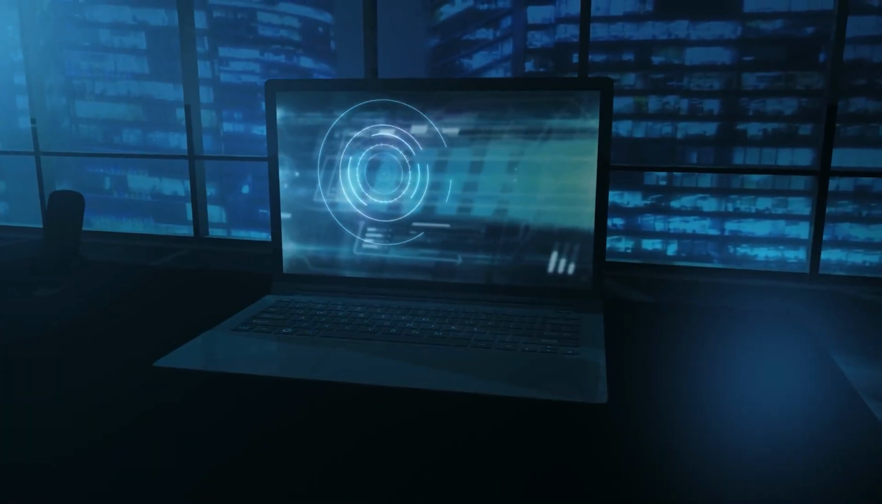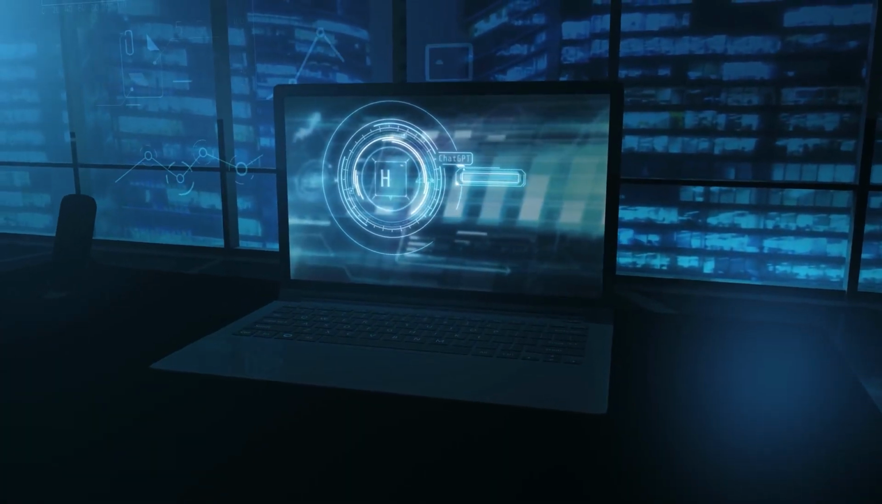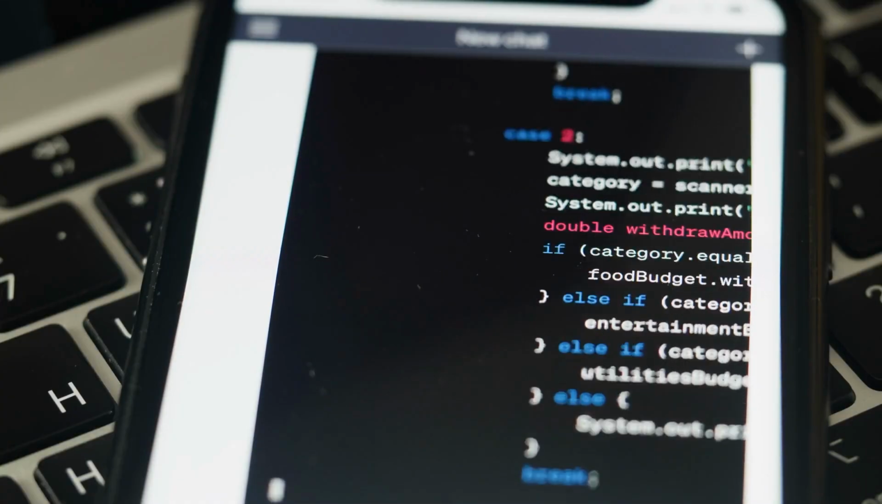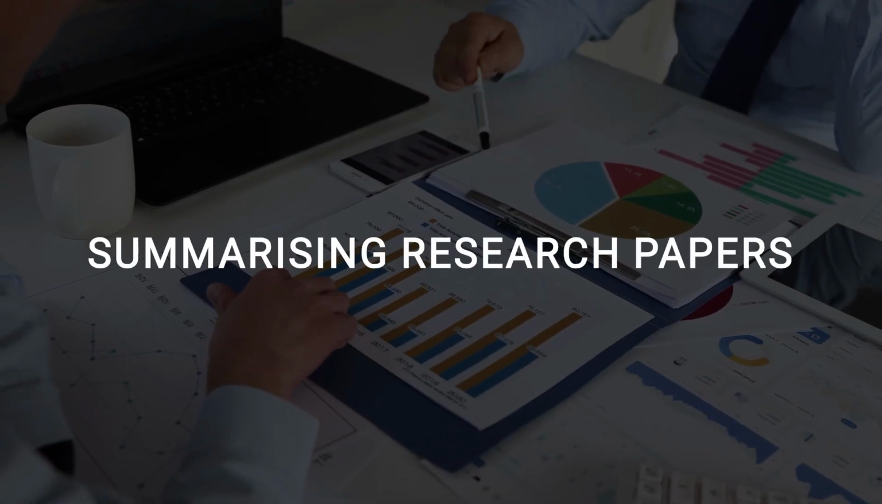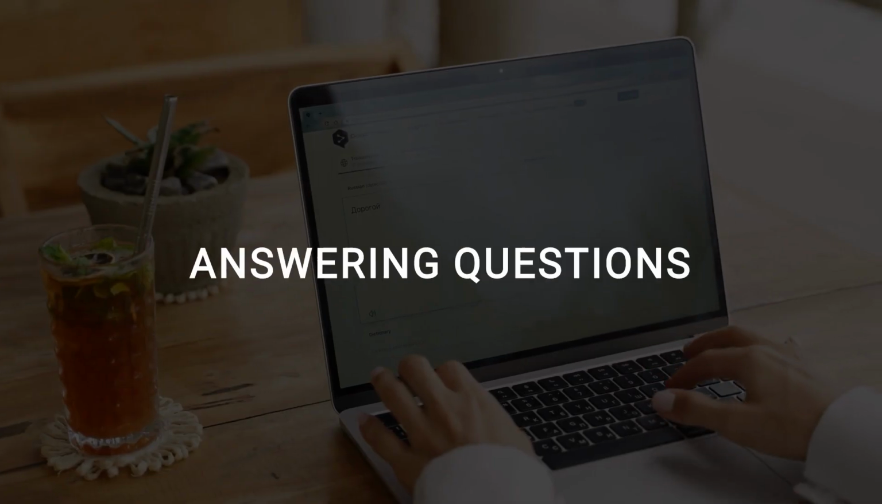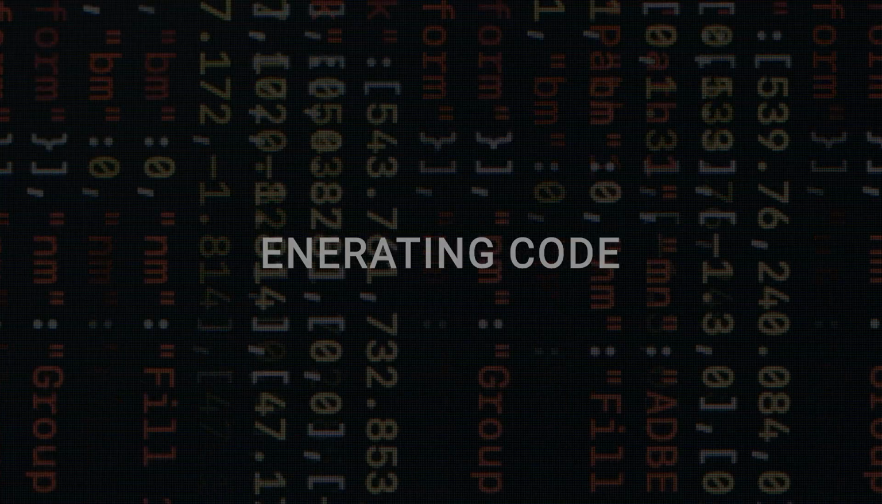As you would expect, Claude 2 is significantly more powerful than its predecessor, with the capability of performing a wider range of tasks, which includes summarizing research papers, writing creative content, translating languages, answering questions, generating code, and a lot more.